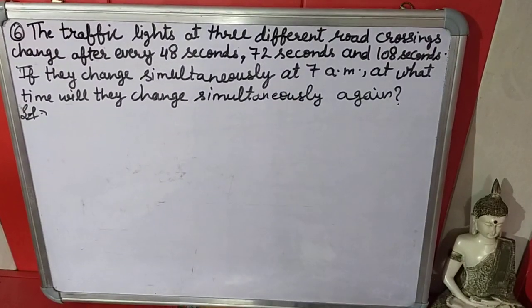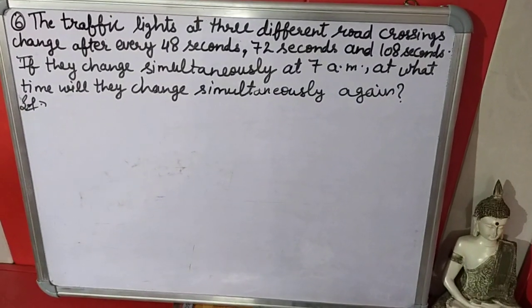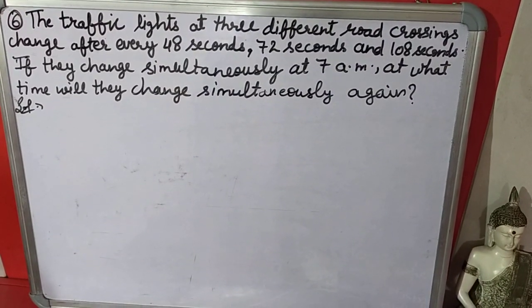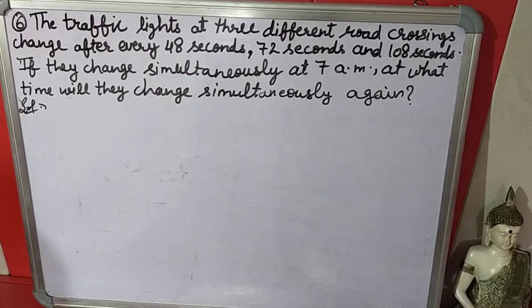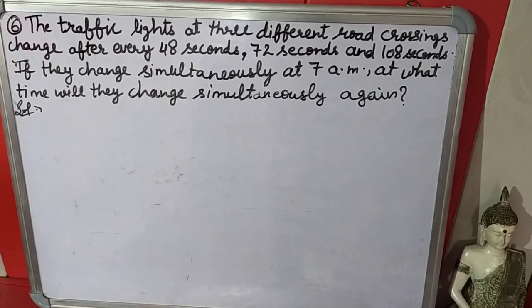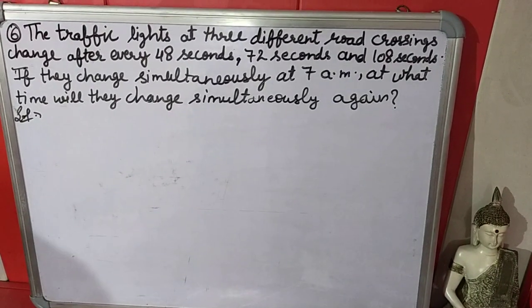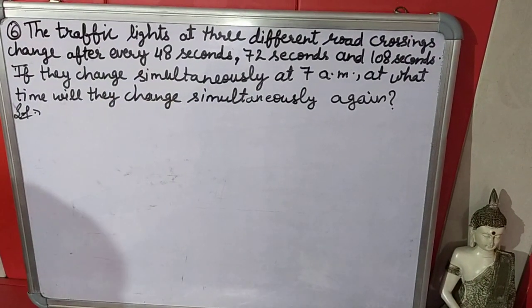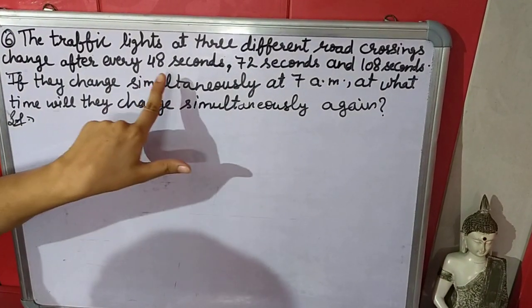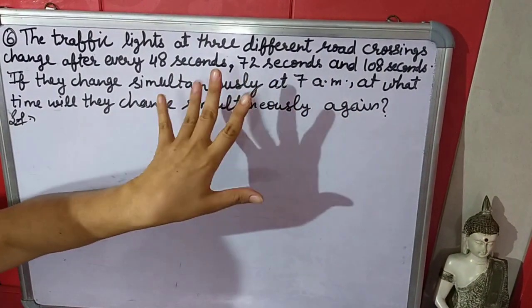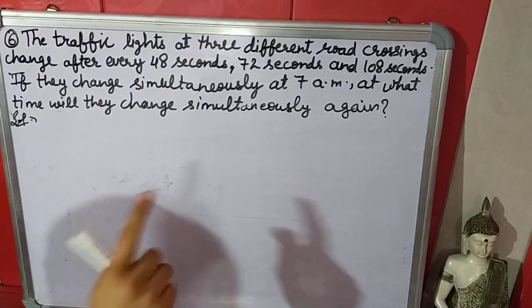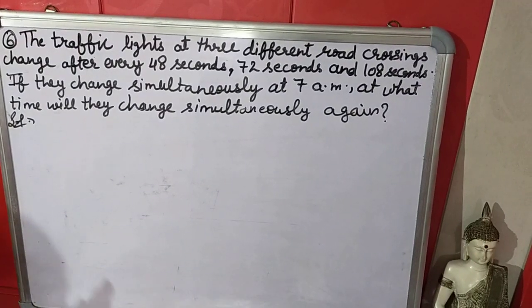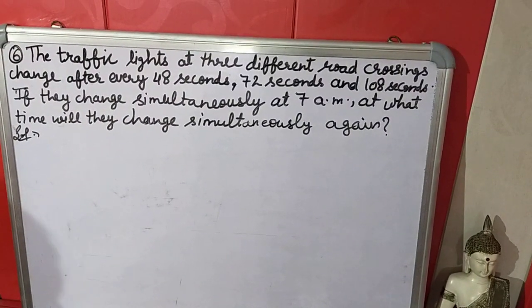Sixth question. The traffic lights at three different road crossings change after every 48 seconds, 72 seconds and 108 seconds. If they change simultaneously at 7 am, at what time will they change simultaneously again? Simultaneously means together. He is saying if the 3 traffic lights change after this much time each, and at 7 AM they change together, then at what next time will they change together again.